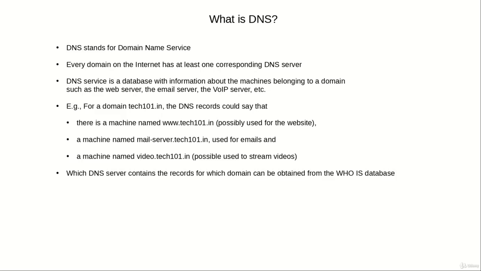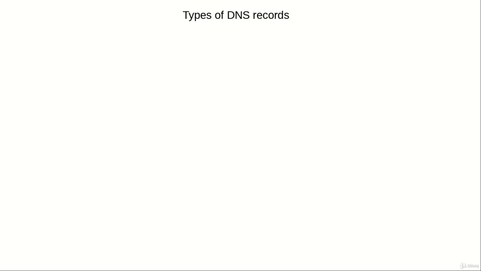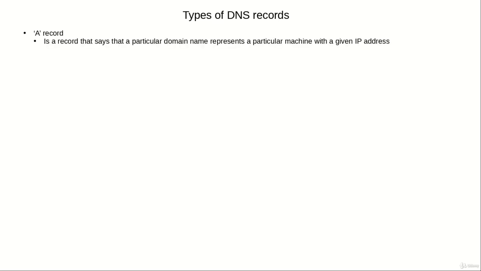As mentioned, DNS service is a database and contains records. There are 4 types of records that we should be aware of. First, we'll see the A record. An A record is a record that says that a particular domain name represents a particular machine with a given IP address. For example, linolemachine.tech101.in represents 172.104.39.35.